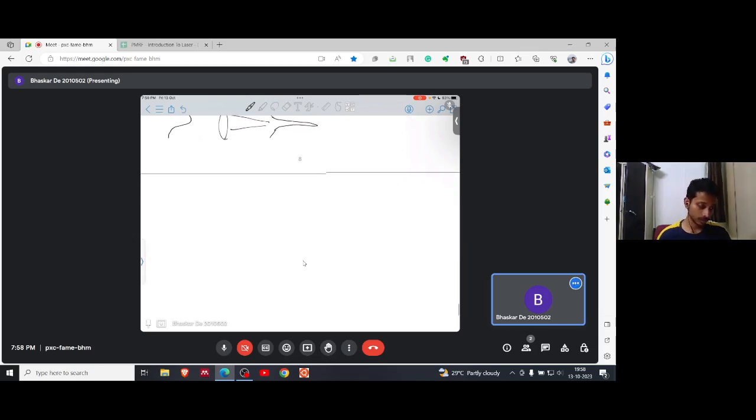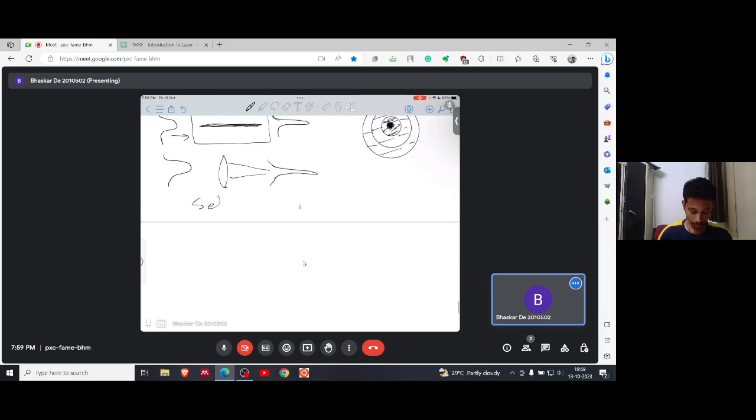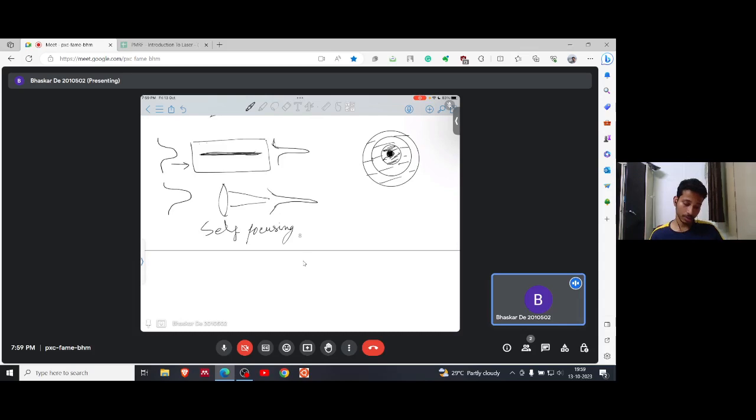That's why it is called self-focusing. Here we are not using any lens or anything, it's just the beam that is focusing itself due to the nonlinearity of the material. A lens is specifically used for the beam to focus at a point, but here the property of the material is affecting the beam to focus. That's why it is known as self-focusing.